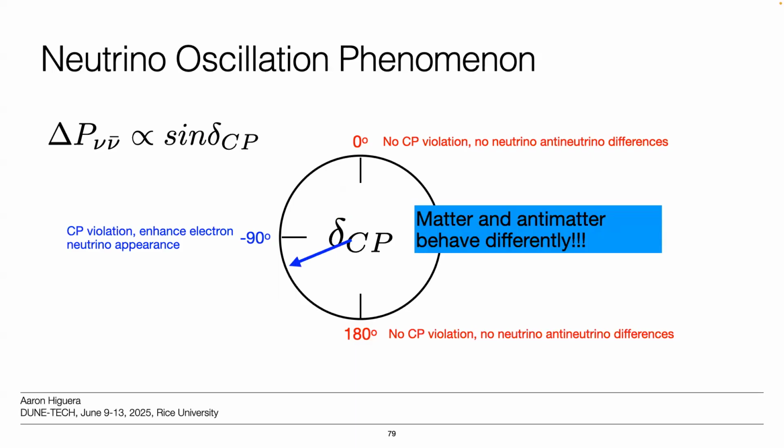But the most exciting thing would be if it's different from 0, something close to this value, right? That would imply that matter and antimatter behave differently. Why? Because that means that neutrinos and antineutrinos oscillate differently for whatever reason, right? So that would be something significant, because again, this is a violation of CP, something that should be just the mirror image is not the mirror image anymore.